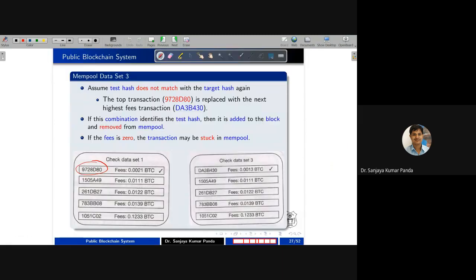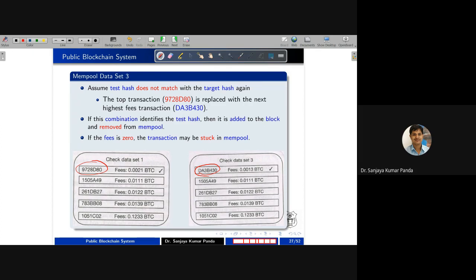So you can see here DA3B4030 is inserted into the mempool or memory pool. Right. In this way, the memory pool transactions are updated. If for a particular combination the test hash is equal to the target hash, then it is added into the block, otherwise it is removed from the block.